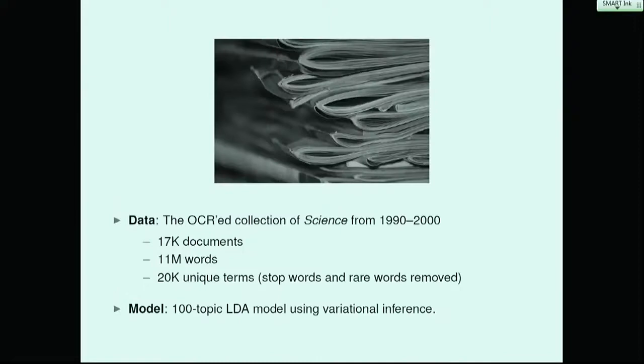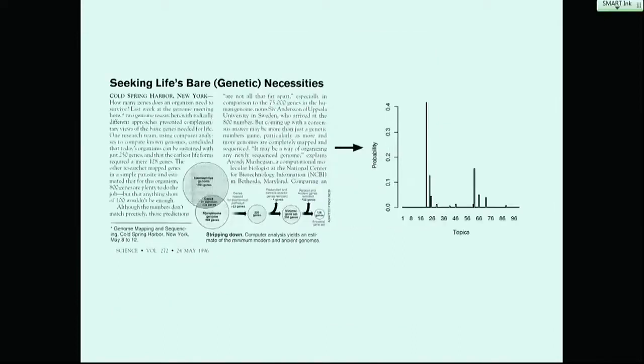Okay, so what would that posterior look like? So here, we took the OCR collection of Science magazine for 10 years. It's a small corpus by today's standards, 17,000 documents. And we fit a 100-topic LDA model using variational inference, which is one of the methods for doing this. So here's that original article, Seeking Life's Bare Genetic Necessities.